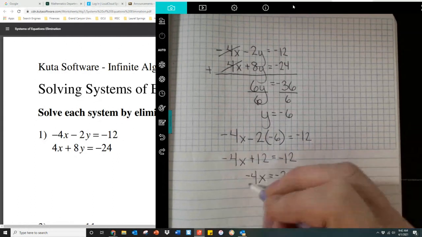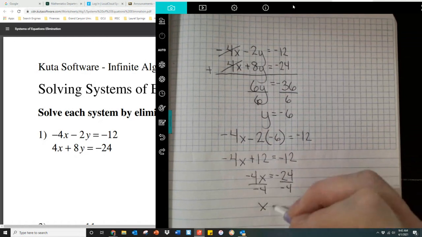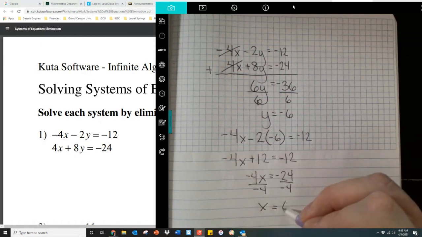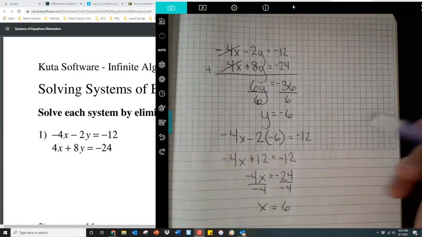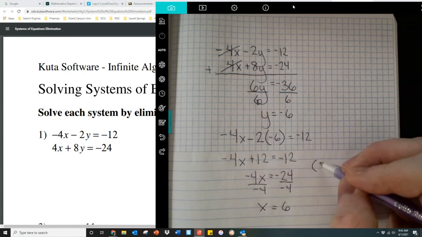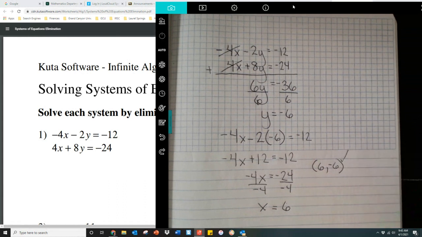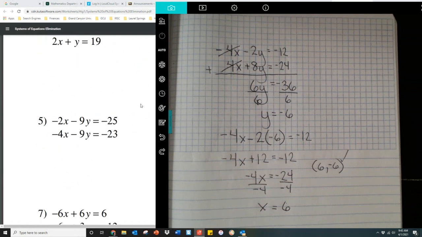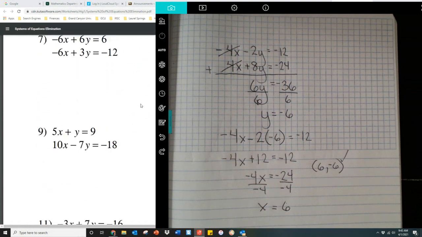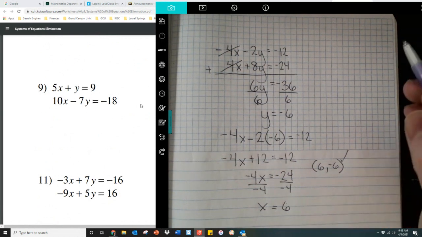Get -24. And then divide both sides by -4. So x equals 6. So now I have found my answer. And what we're looking for is an x and y coordinate point. That is what we're ultimately looking for. All right. Now sometimes, and I'm going to do one more of these, you have to manipulate the structure of a number system because they're not the same, such as look at number 9.